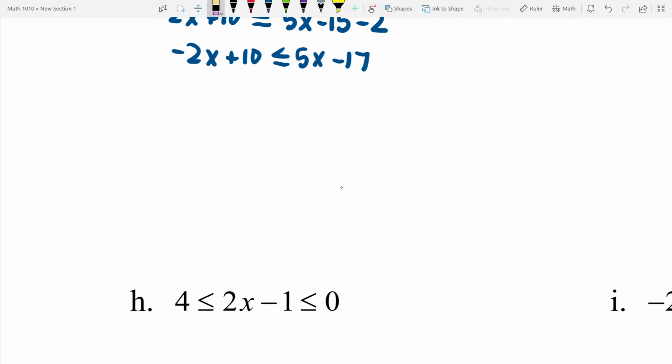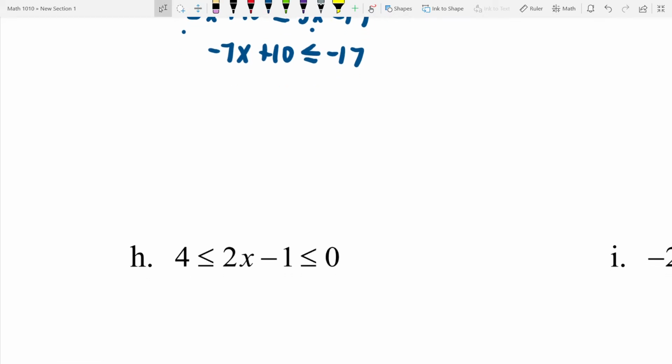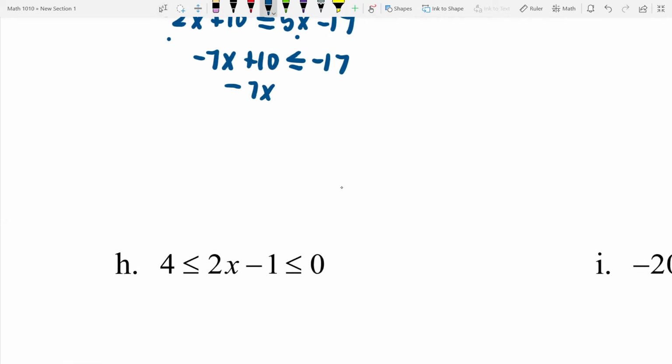Look here. Right or wrong? Take the 17, pull it over, it's a positive. Right or wrong? No. Get your x's together first and pull them to the left. So this 5x comes over and becomes a negative. So now I have negative 7x plus 10 is less than or equal to negative 17. All I did is move my 5x over, it became a negative. Tell me very specifically what to do right now. Move the 10 over, right? So you have negative 7x is less than or equal to negative 27.